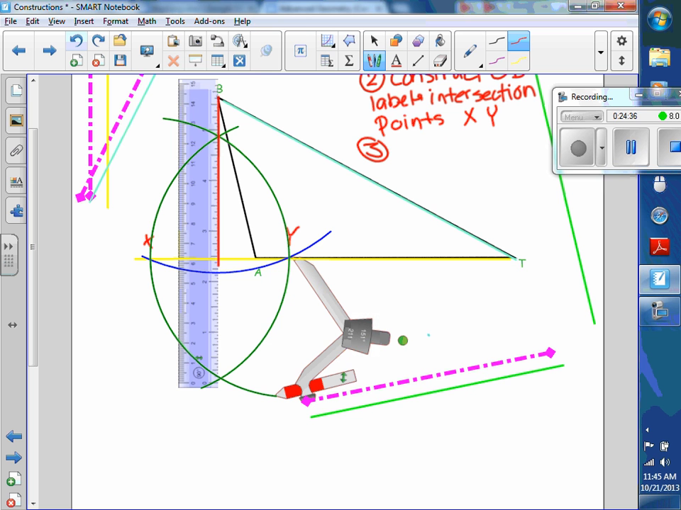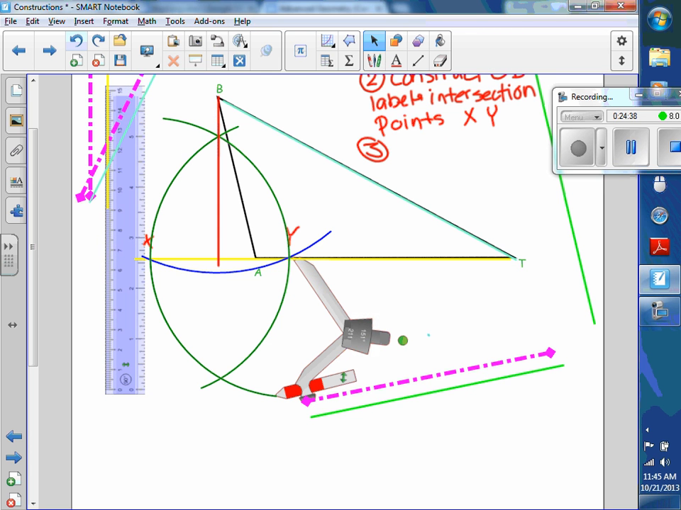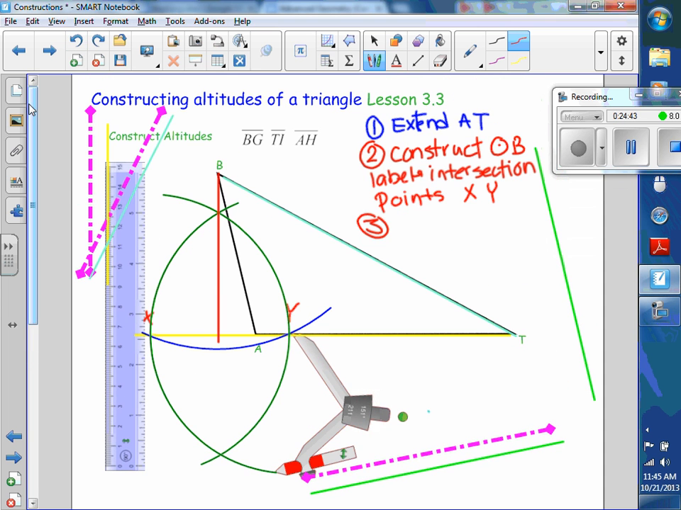And so this then is my point G. That's what an altitude is. It's a perpendicular from a vertex to the line, which is this yellow line, containing the base. So it'll always be a right angle if you make it with the construction.